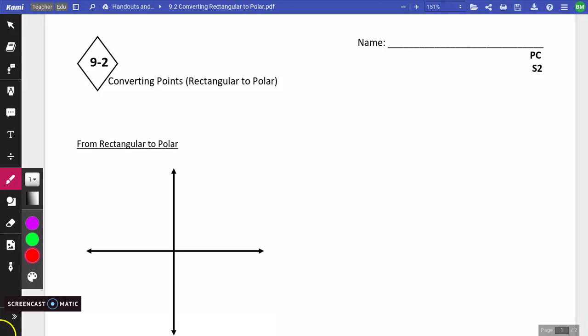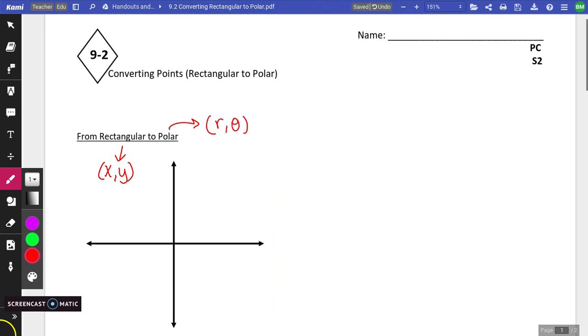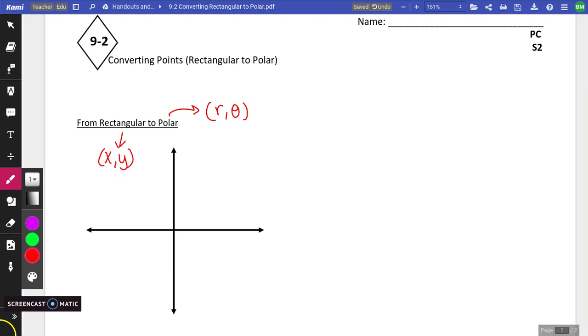All right, you guys. Today we are going to continue converting points, but this time we're going the other way. So we're starting with rectangular points in XY format and converting them to polar or r theta format. This is a little bit trickier because polar has an infinite number of points that can be in the same spot, because of all those different angles that land in the same position. So we'll talk a little bit about that.